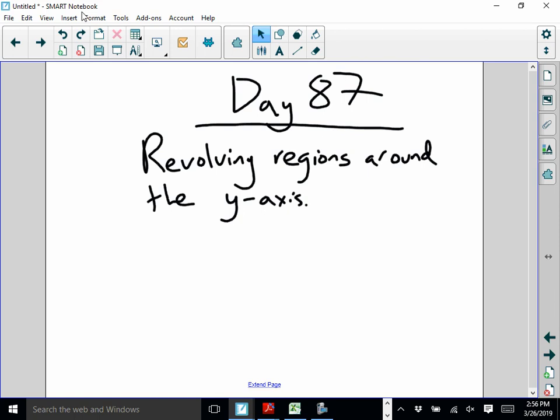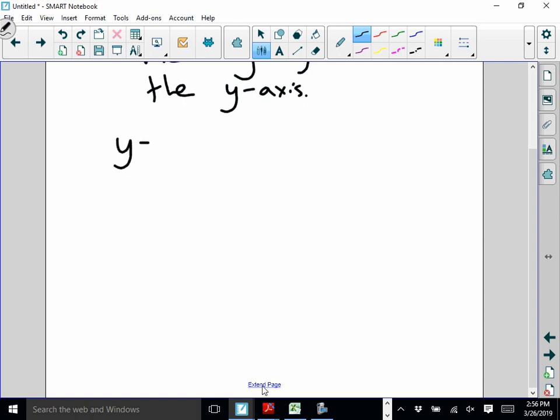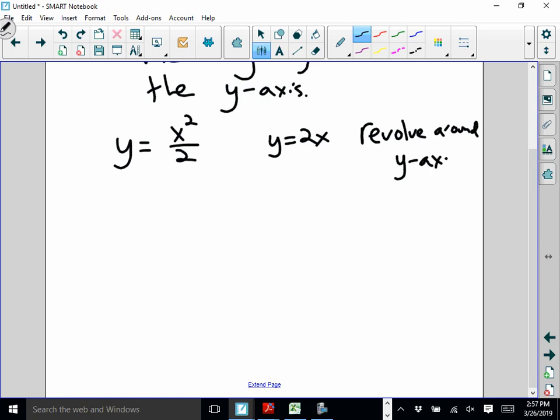The region that I'm going to use for my example today is y equals x squared over 2 and y equals 2x. So we're taking the region bounded by those two, and we are going to revolve around the y-axis. Whenever you see this, revolve around the y-axis, you need your antennas up. Got to be very careful when you do this. There's a couple of big changes that are different than revolving around the x-axis.